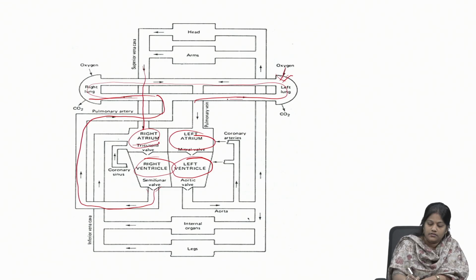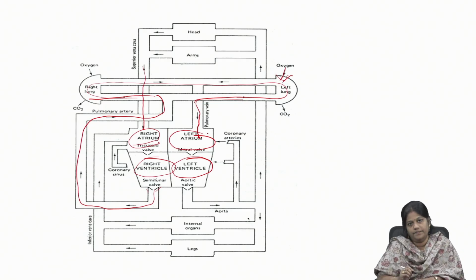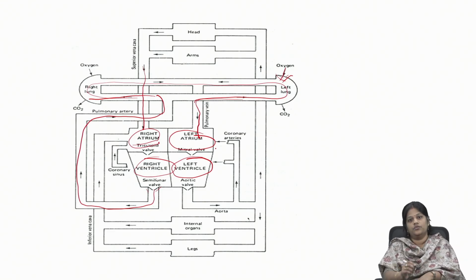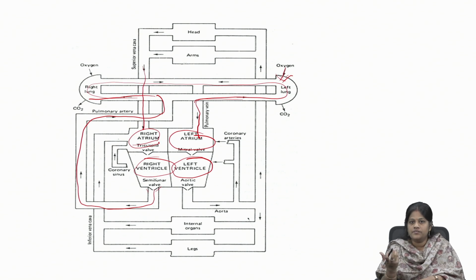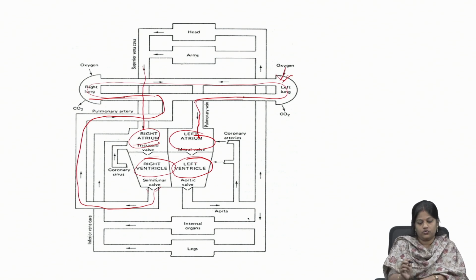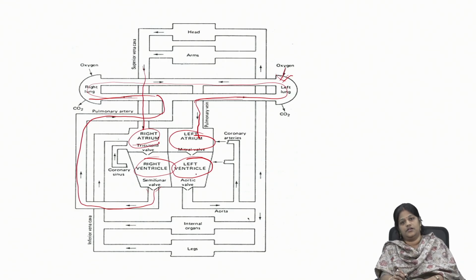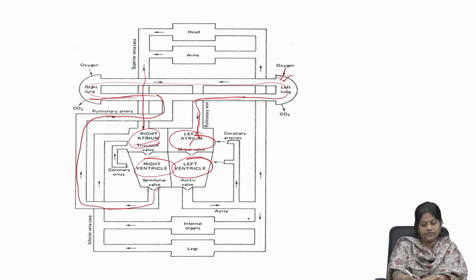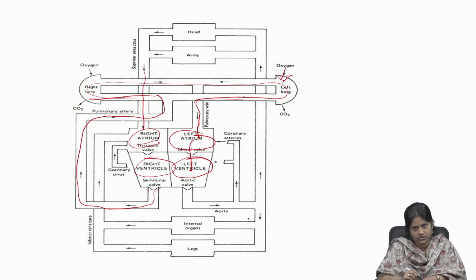And next, after enriching with the oxygen content, the blood flows to the left atrium directly. Next, the same thing happens: whenever the chamber is filled with blood and the pressure exceeds, the mitral valve, which separates the left atrium and the left ventricle, will open up and the blood flows through the mitral valve from the left atrium to the left ventricle, and after that the valve closes.